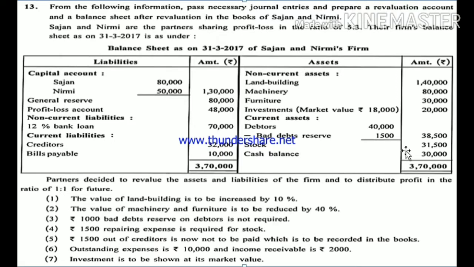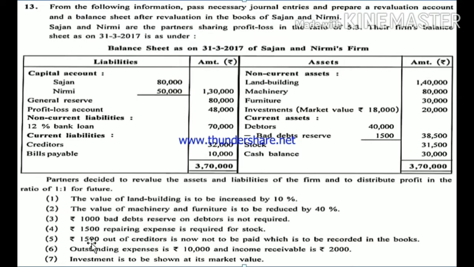The next adjustment, that is rupees 1,500 repairing expense is required for stock. Now the stock value that is given to you is 31,500. Out of that, repairing expense is of rupees 1,500. Due to repairing expense, the value of stock will reduce from 31,500 to 30,000. So due to that decrease in the value of stock, loss will occur to the firm. So it will be recorded on the debit side of revaluation account. So the journal entry would be revaluation account debit to stock account credit by rupees 1,500.